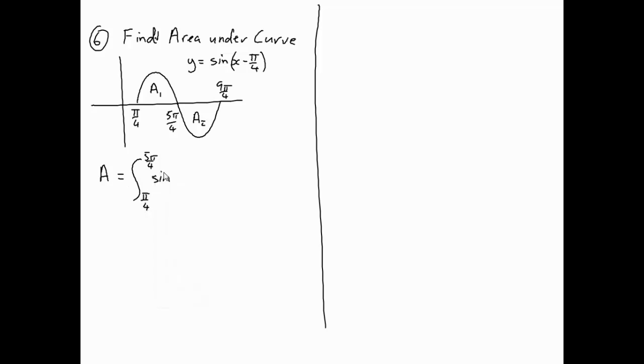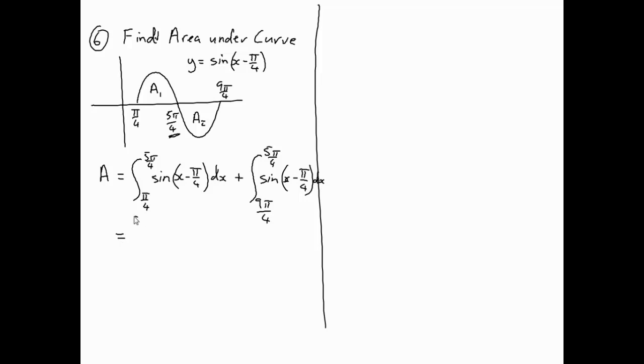of sine(x minus pi on 4) dx, plus, now how do I make this positive? I'm going to put the limits the opposite way. So this becomes the upper limit, 5 pi on 4, and this becomes the lower limit, 9 pi on 4, of sine(x minus pi on 4) with respect to x.